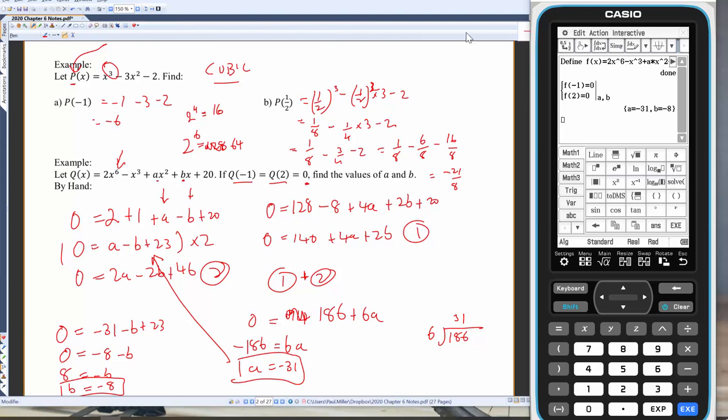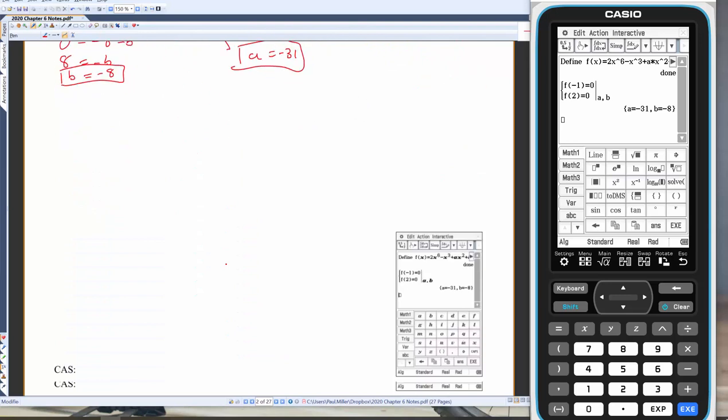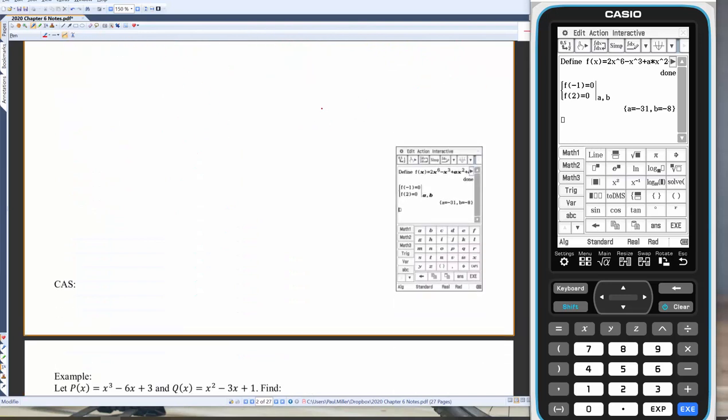So you can see there that the CAS will speed up the process and minimize some of the legwork. I'm surprised I got that right. So there it is on CAS. That's how you would do it on CAS.